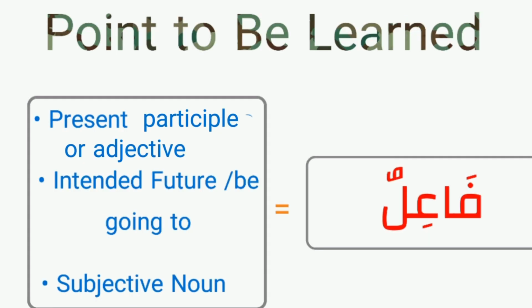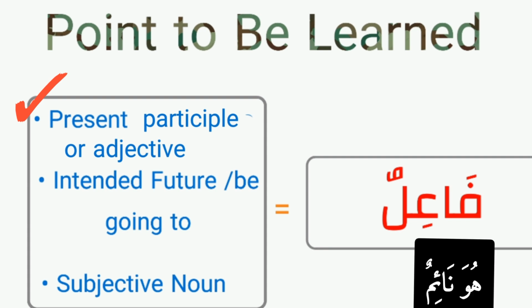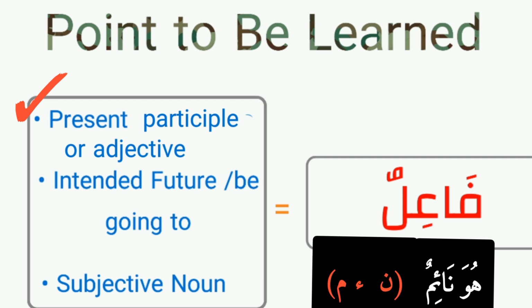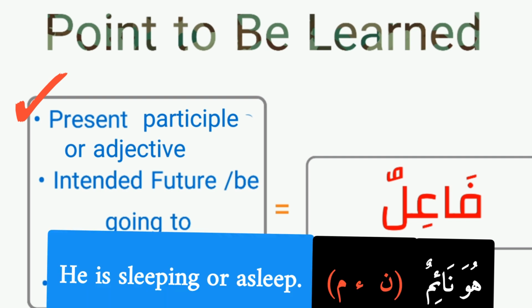Dear learner, now we want to discuss a pattern called فاعل. This pattern mostly represents the present participle or continuous, or it may represent an adjective. هو نائم, made from the root نون همزة ميم, meaning, he is sleeping or asleep. Sleeping is the present participle or continuous, while asleep is an adjective.